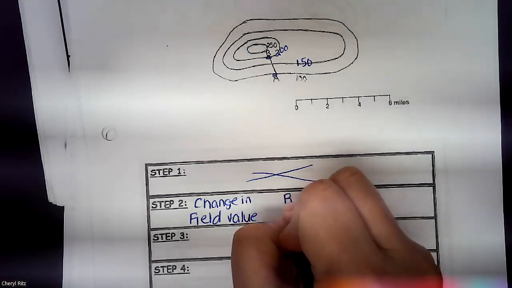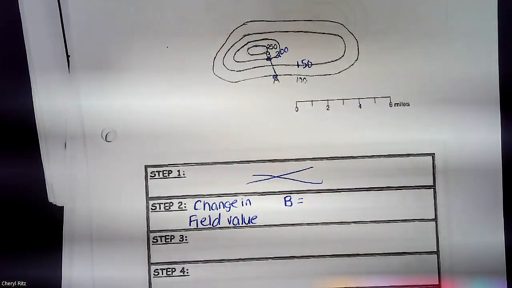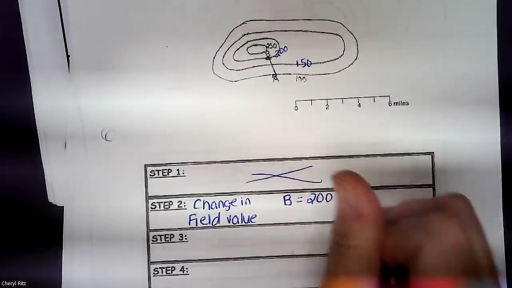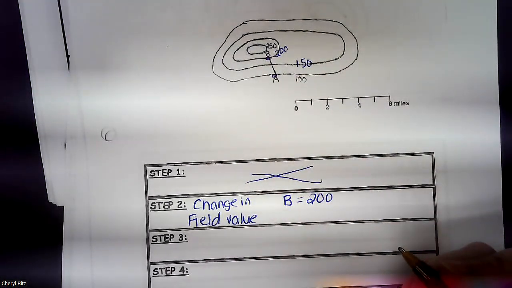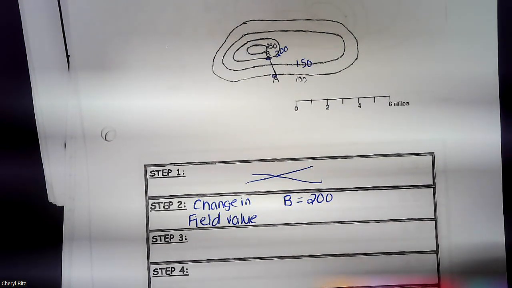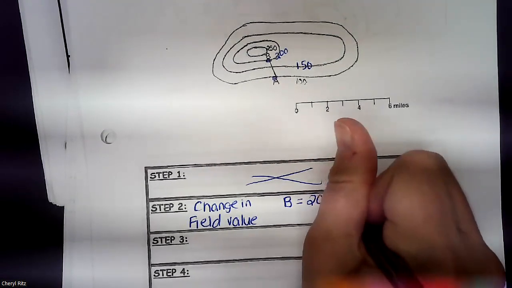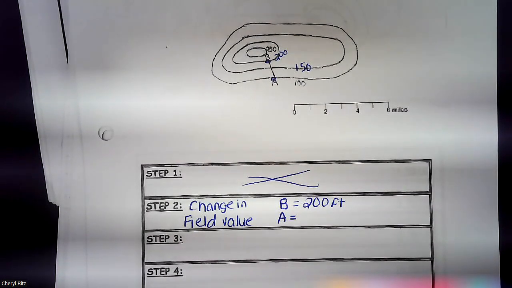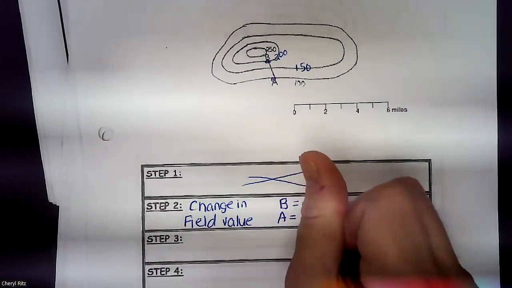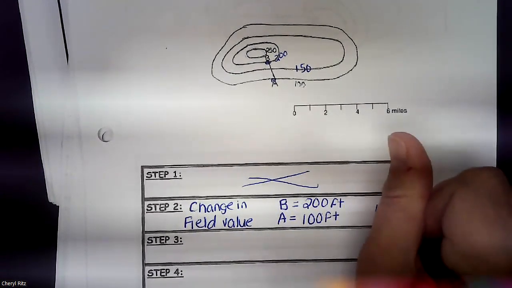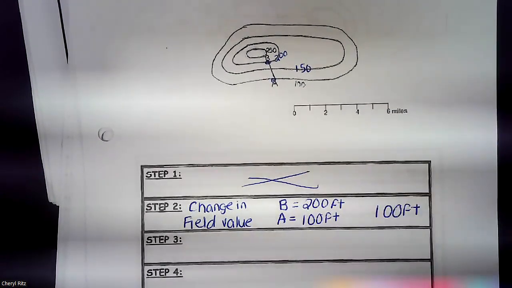So in our case, what is the value of B? No, B is on the 200 line. See, B, 200. And is that 200 elephants, 200 feet, 200 inches, 200 meters, 200 kilometers, 200 miles? In this case, it will be feet, 200 feet. A is at what? 100 feet. So how much does it change? Okay, it changes 100 feet, easy enough.